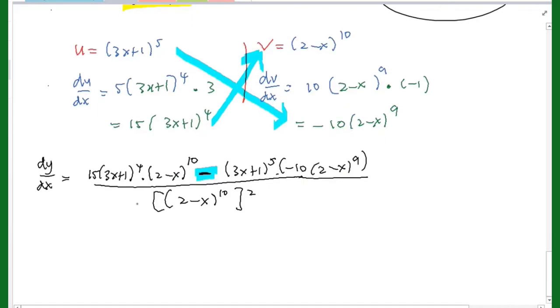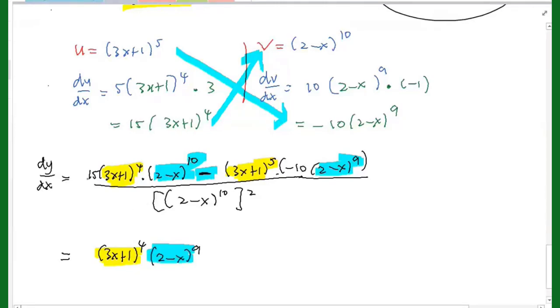Our aim now is to simplify. Check. This one is (3x plus 1) to the power 4, and this is (3x plus 1) to the power 5. So we choose the 4, which is the smaller, and write down this one: (3x plus 1) to the power 4. Then the next step: (2 minus x) to the power 10 and (2 minus x) to the power 9. So we choose (2 minus x) to the power of 9.